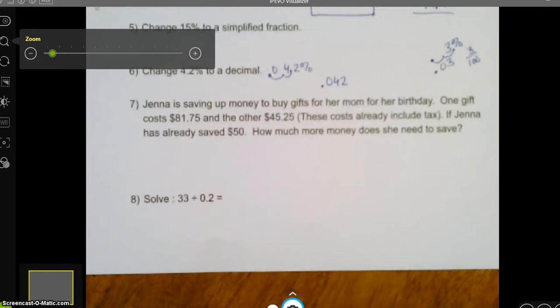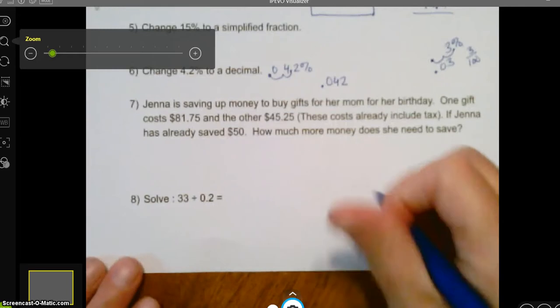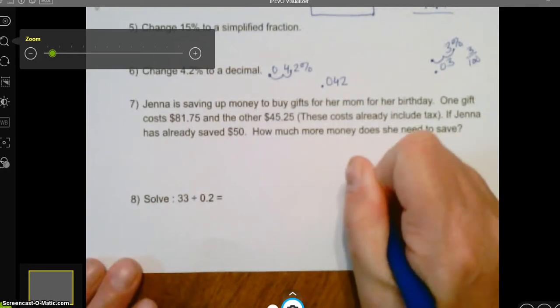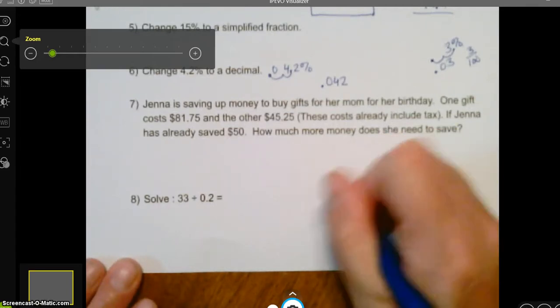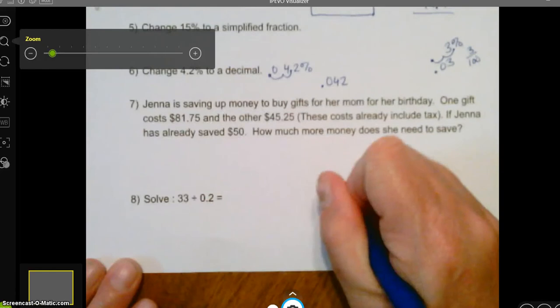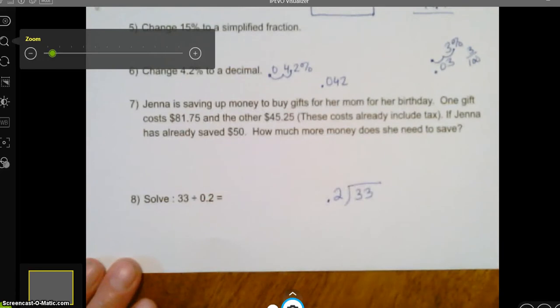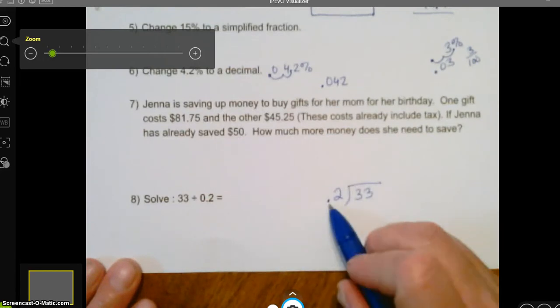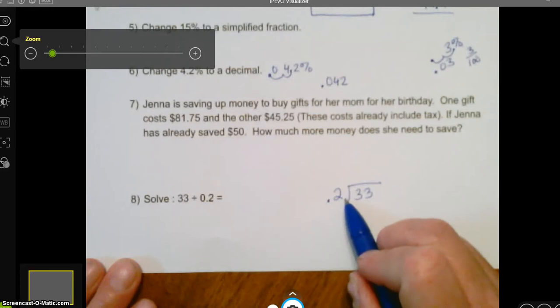So we are going to finish up working on practice sheet 10 and do a couple more problems. Number 8 is 33 divided by 2/10. So 33 should be inside and 2/10 is the divisor. Whenever we do a problem like this, remember our decimal has to be at the end of our number.